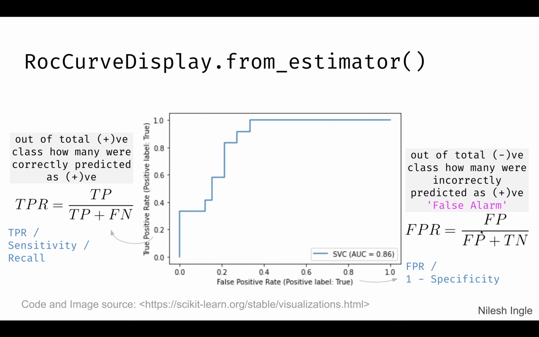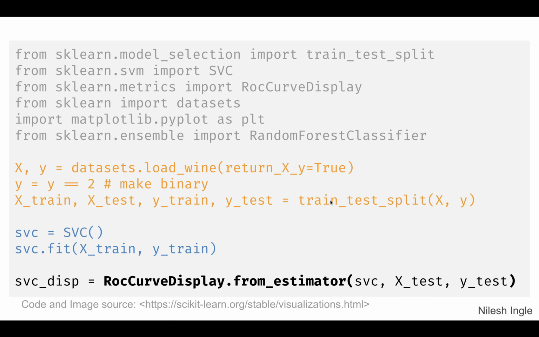So the higher this curve is, the blue line that we see, the closer it is to the top left corner, the better it is. And if the line runs diagonal, then we can say that the classifier is not doing a good job at classifying the data points. Here the AUC, that is the area under the curve, is 0.86. And this is a code snippet from the docs where we can see how it is implemented.